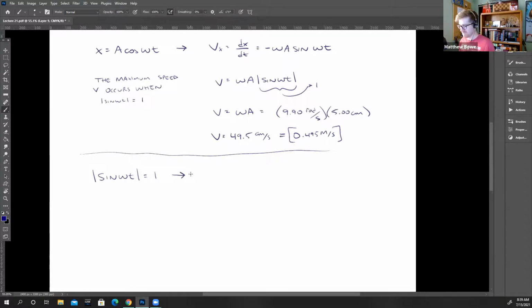Well, a sine of what value equals 1? And we're thinking in radians here, so that means that omega t is either pi over 2, 3 pi over 2, 5 pi over 2, and so on forever. But they only asked for the first instance when it was its maximum value. So that would just be pi over 2.